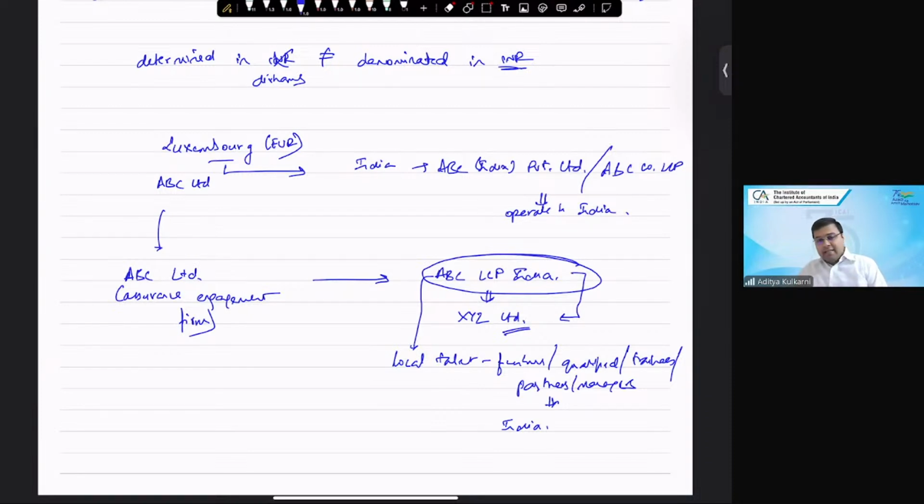So similarly, that's what I'm drawing your attention to. It is the Indian economic environment that is responsible for your pricing, for your costing, for your expenses. So for ABC LLP India, what will be my functional currency? Sir, INR. Rupees.